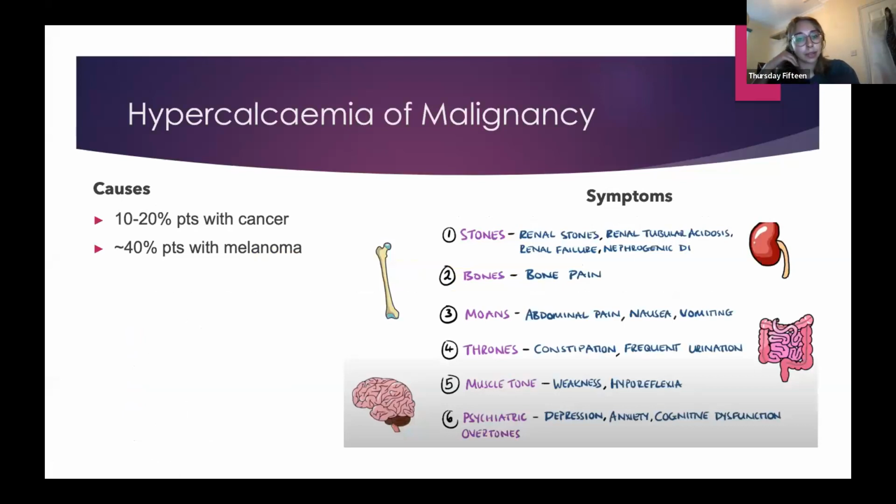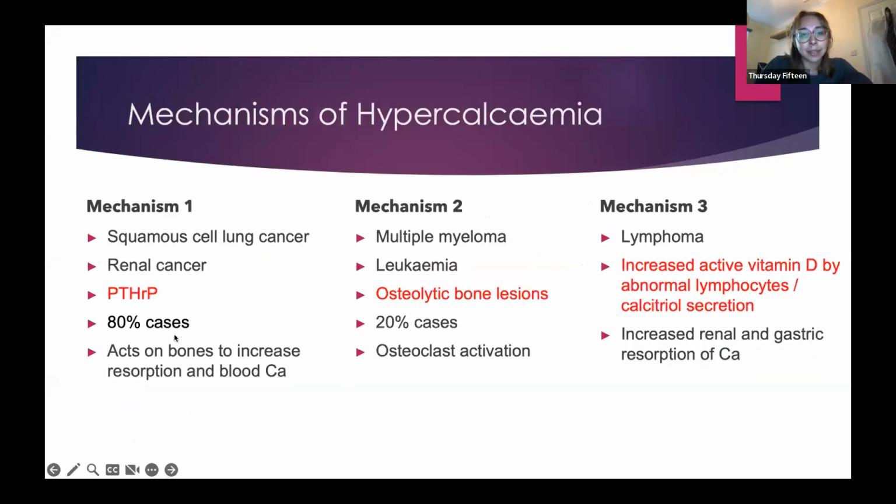And you get the classical symptoms, so the stones, bones, moans, thrones, muscle tone, and psychiatric overtones. This is quite a nice, thorough explanation of the symptoms associated with hypercalcemia. The mechanisms of hypercalcemia. So there's three main ones that cause it in malignancy. So the first mechanism is the most common one, in 80% of cases. Cancers will produce this parathyroid hormone related peptide, and that acts like PTH, acts on the bones to increase resorption and blood calcium. So that's quite common in squamous cell lung cancer and renal cancer. That's the mechanism they use.